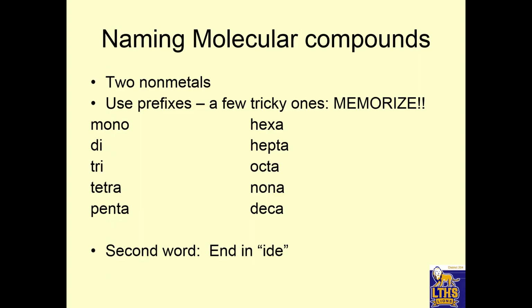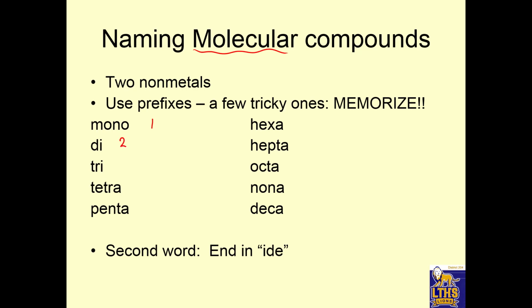Okay. So what are we going to call them? Well, we got to call them something. So we're going to use prefixes to tell us how many atoms of each kind are in the molecule. Right? And you know it's going to be a molecular compound when you see nonmetals. Right? So you need to memorize these prefixes and what they mean.